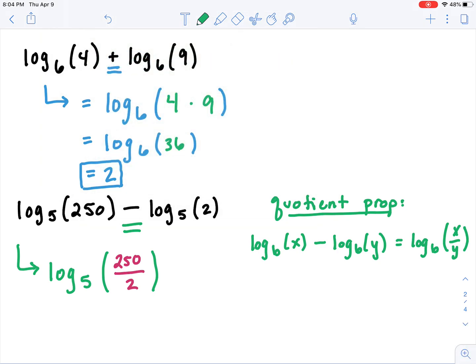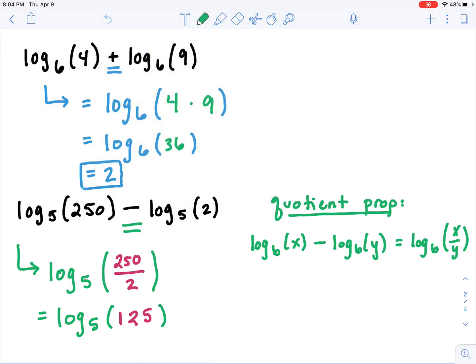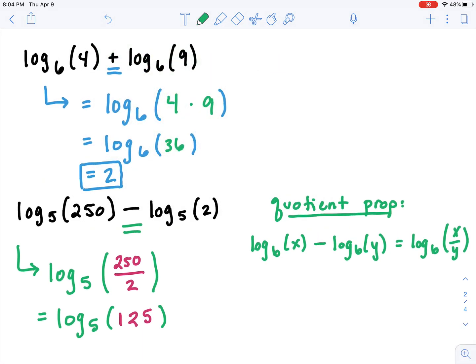Okay, let's simplify that. That's equal to log base 5 of, and 250 divided by 2 is 125. Well, that doesn't really look like a 5. Okay. And now to evaluate this, I want to ask myself, 5 to what power is 125? I check my exponent chart, I find 5 as my base, go horizontally across till I hit 125, and I find that the power is 3. So the answer here is 3.